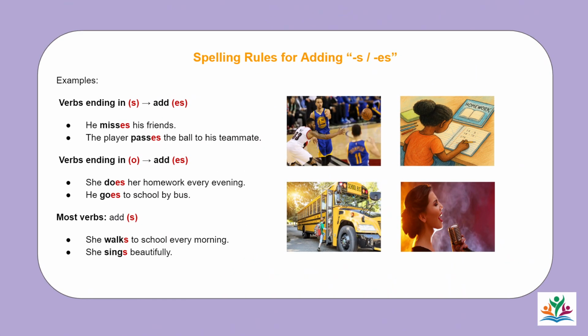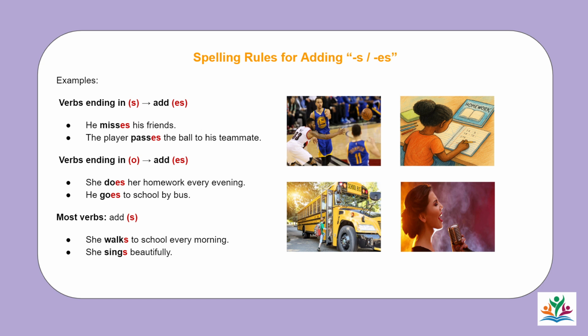Some examples for verbs ending in s: we also need to add an es. For example, he misses his friends, or the player passes the ball to his teammate. We also have some verbs ending in the letter o. We need to add an es at the end of the verb. For example, she does. We are not allowed to say she do. She does her homework every evening is the correct form.